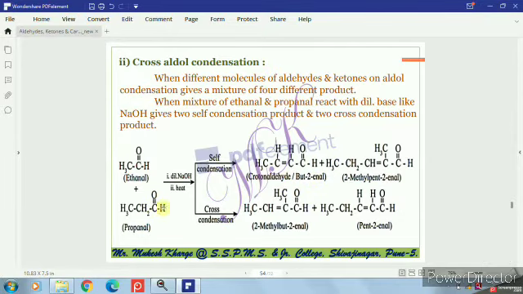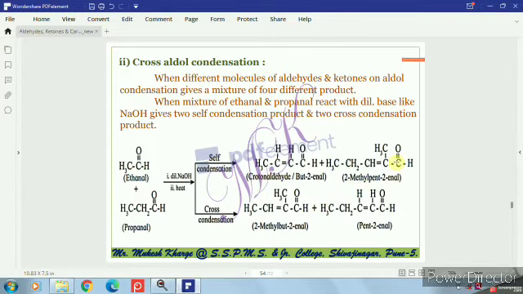Now, if this propanal undergoes self-aldol condensation, then what do we get? Then we get this product, CH3, CH2, CH double bond, C CH3, CHO, that is 2-methylpent-2-enal.